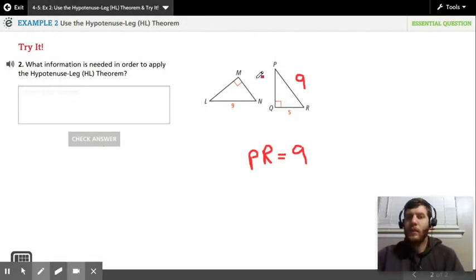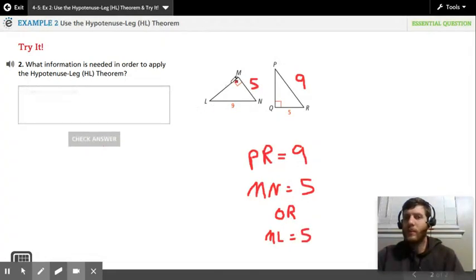So then the leg in the first one, MN, has to equal 5. Or ML would have to equal 5. Okay, one of these two legs would have to equal 5. I'm just putting this one because it looks like the way it's drawn.